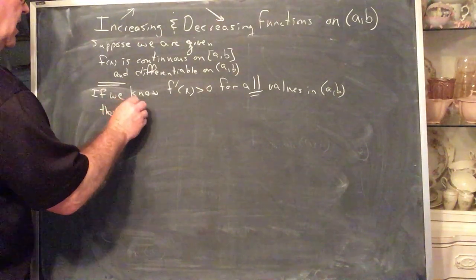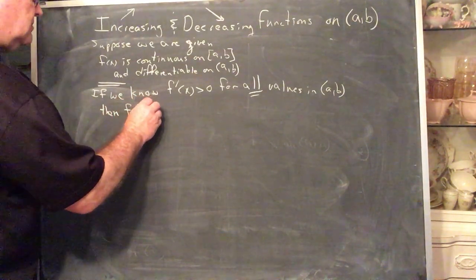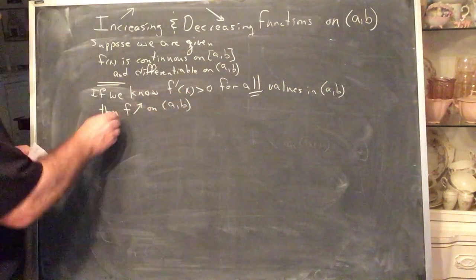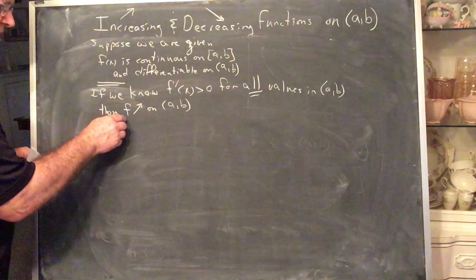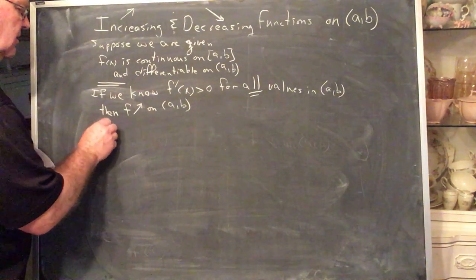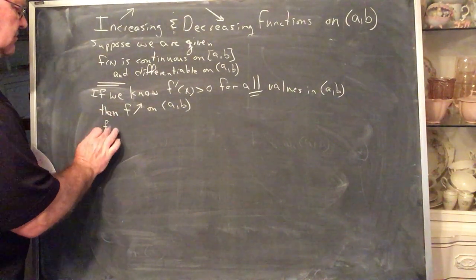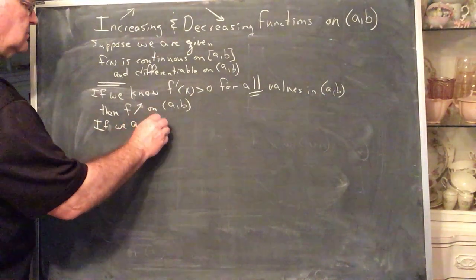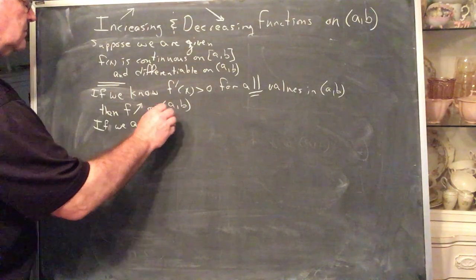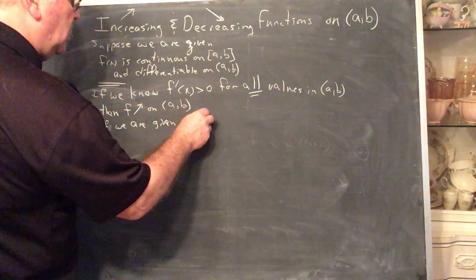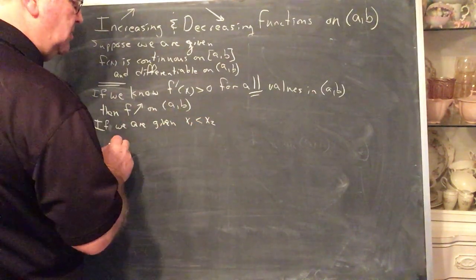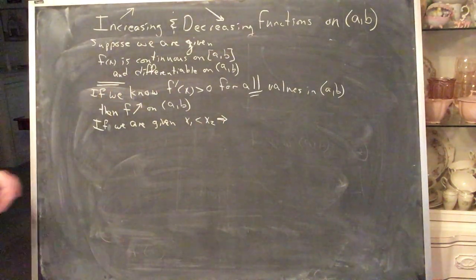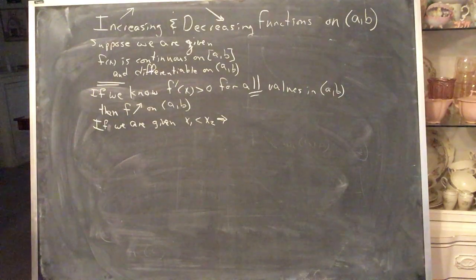Then f is increasing on a to b. Now remember what that means. Let's translate this. If we are given x1 less than x2, what must be true? What must be true for this function to be increasing if we're given x1 less than x2?